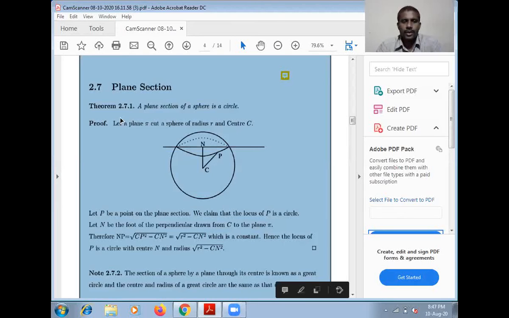So we have one theorem: a plane section of a sphere is a circle. Let a plane pi cut a sphere of radius r and center c.